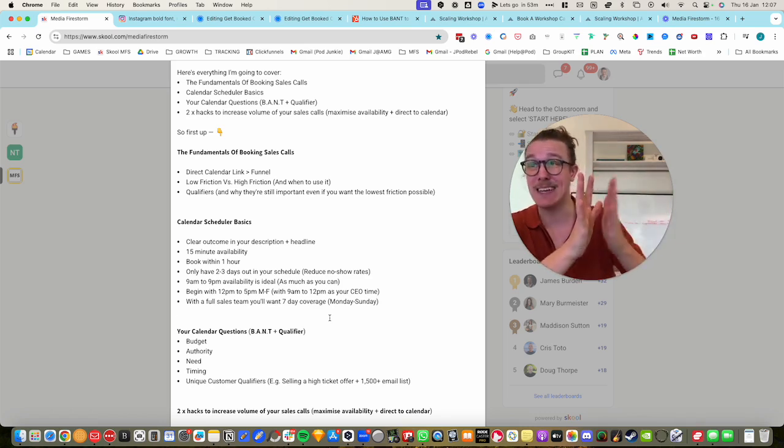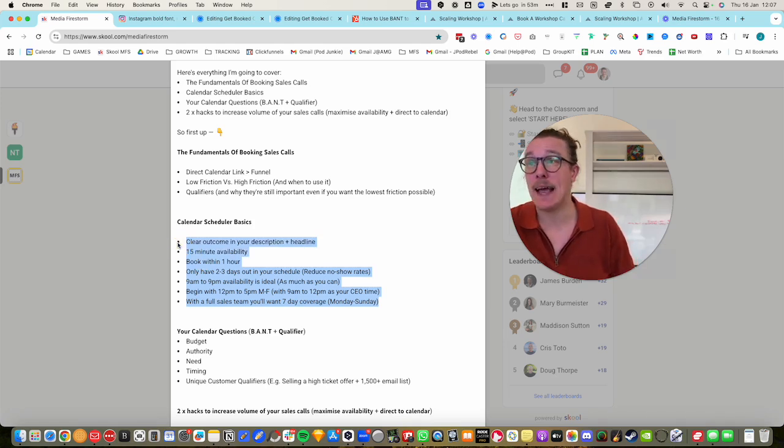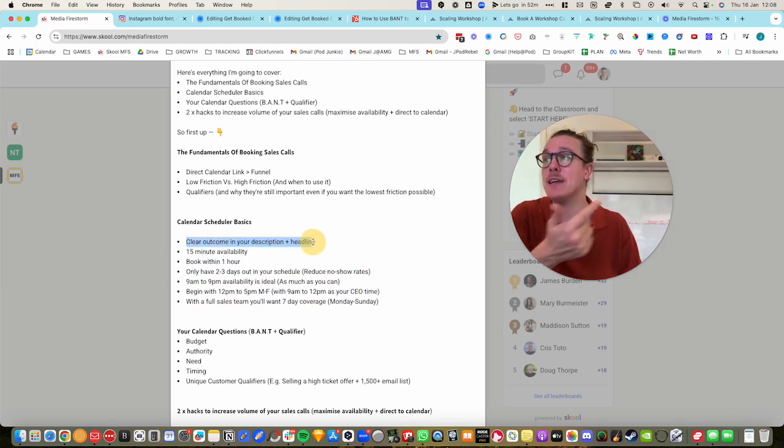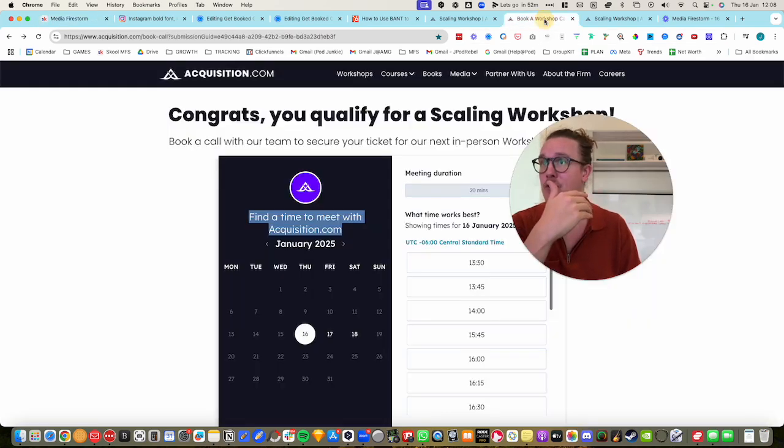So doing it this way is going to give you 25 available sales call slots in a typical week. And if you've got 15-minute time increments, it's actually 100 available time slots for people to choose from. So those are some basic calendar things which actually just make a huge difference in getting a lot more throughput. So have a very clear outcome, make sure that there are 15-minute availabilities, make sure they can book within the hour, only have 2 to 3 days out in your schedule to make sure that we're reducing down any of those no-show rates. And then you want to also make sure you've got as much availability as possible within that time frame. So this is super key.